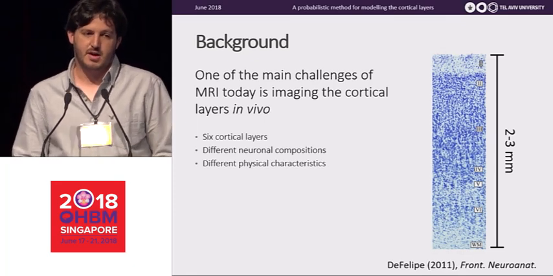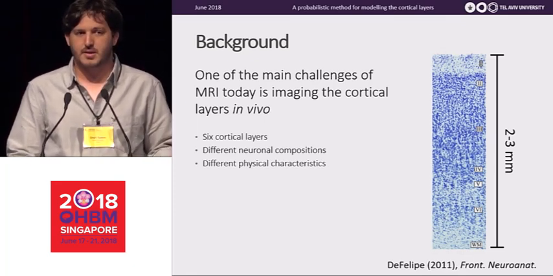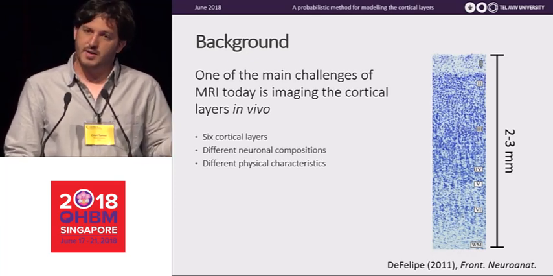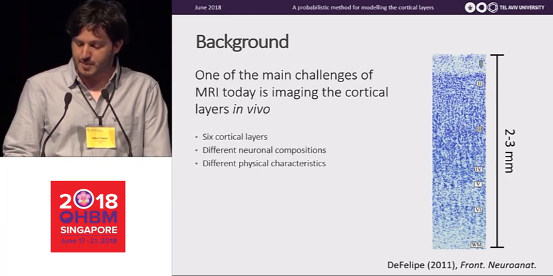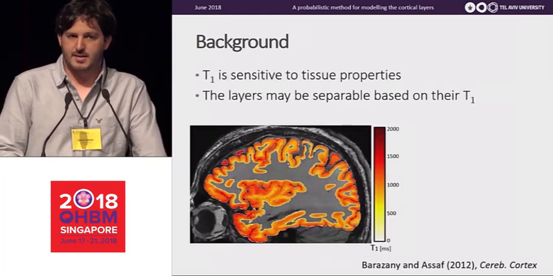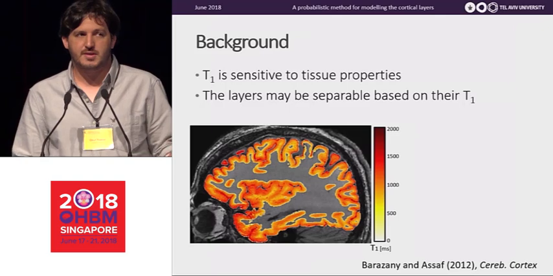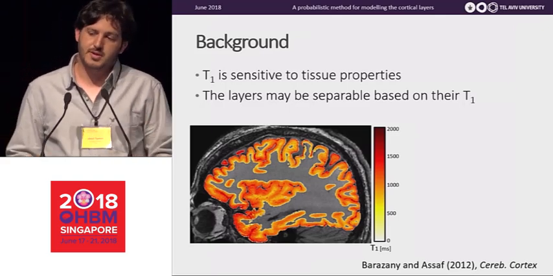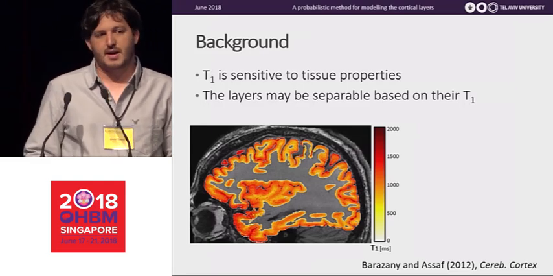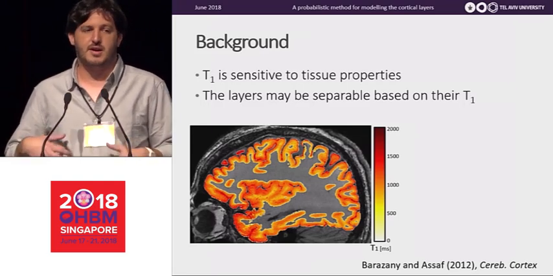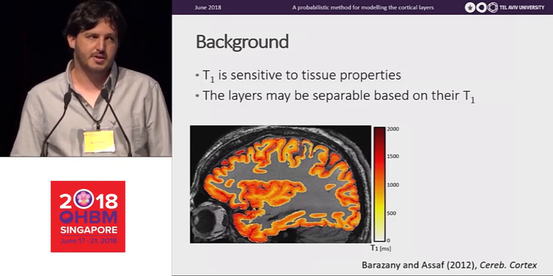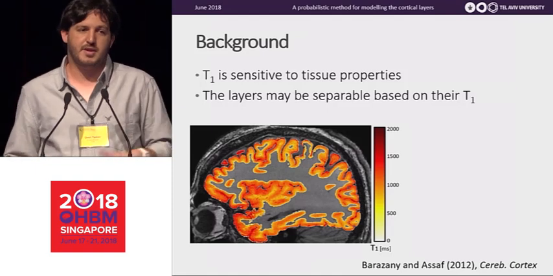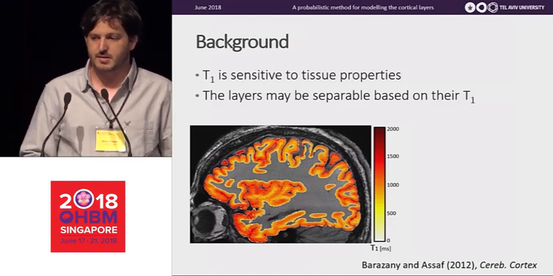As far as in vivo imaging on a whole brain basis in humans, there's only been limited success. But one of the approaches to this task is segmenting the cortex based on T1, because T1 is sensitive to tissue properties, and different cortical layers have different cytoarchitecture, myeloarchitecture, and glial content, so they may have different T1 and may be separable based on this.